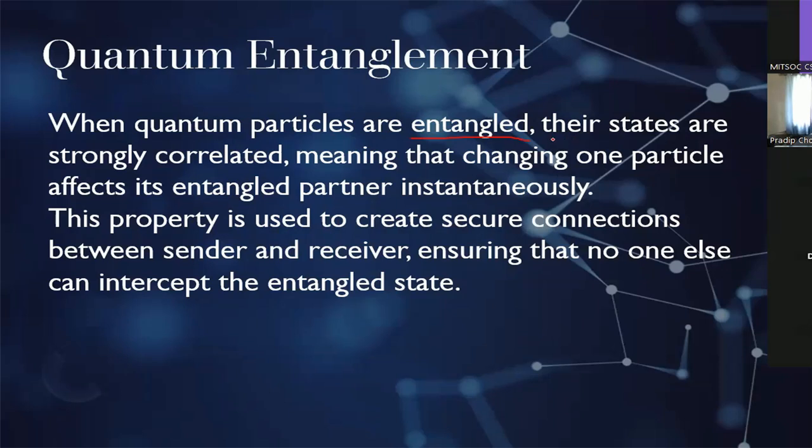their states are strongly correlated, meaning that the changing of one particle affects its entangled partner instantaneously. So this property is used to create secure connections between sender and receiver, ensuring that no one else can intercept the entangled states. That is, it is mostly used to see whether anyone or any system in between your communication is monitoring or tampering your data or not, right?